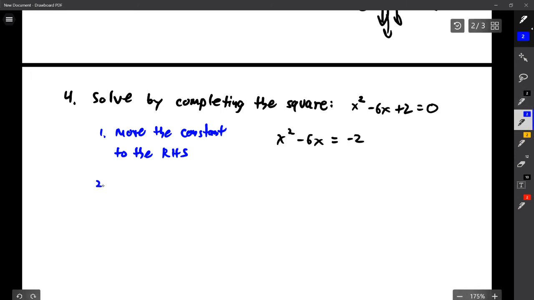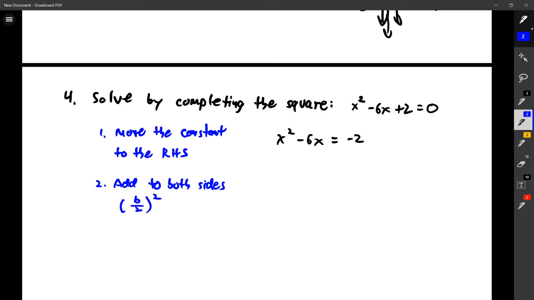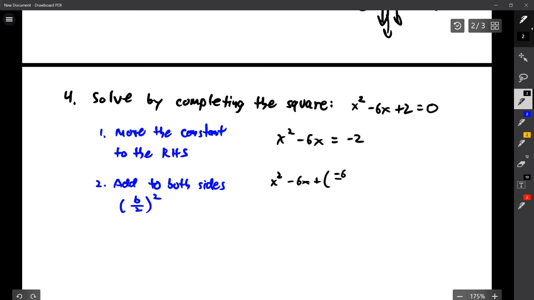Okay, step 2. Add to both sides. We want to add b over 2 squared. So b is our negative 6 there. So we want to do x squared minus 6x plus negative 6 over 2 squared equals negative 2 plus negative 6 over 2 squared.